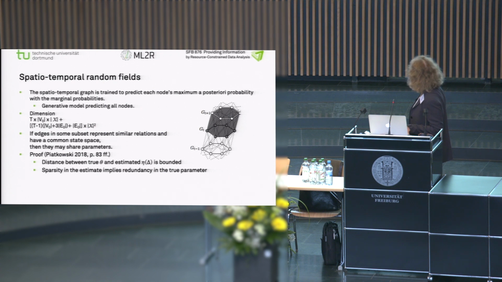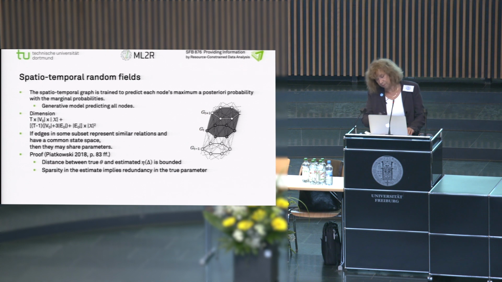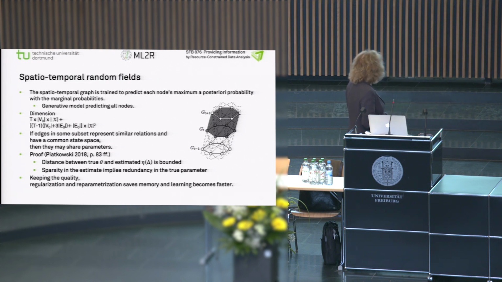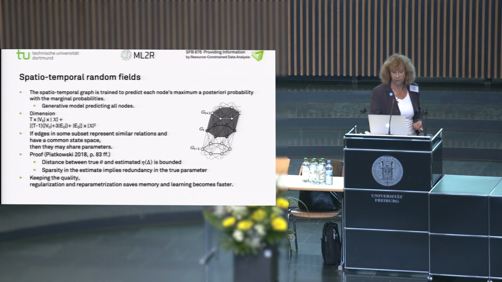There was this very important proof that the distance between the true parameters and the estimated ones on the mapping is bounded, and the sparsity in the estimate really implies redundancies in the true parameters. Of course, the proof takes some pages. I will not go through it here, but that is what I consider important for applying a method in a scientific context. Before you have this proof, you cannot rely on the results. That's the claim, and here is an example. Keeping the quality, we could do regularization and reparametrization, saving memory and making learning much faster.